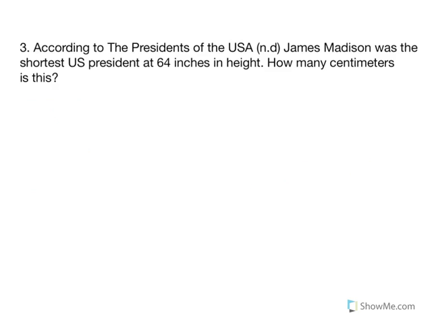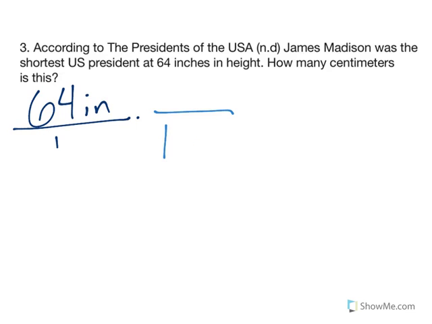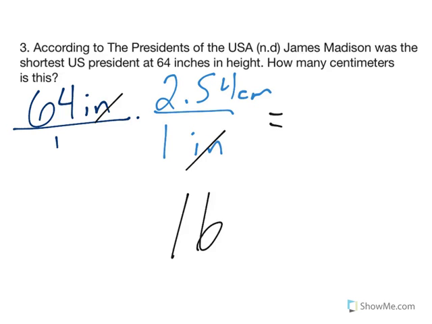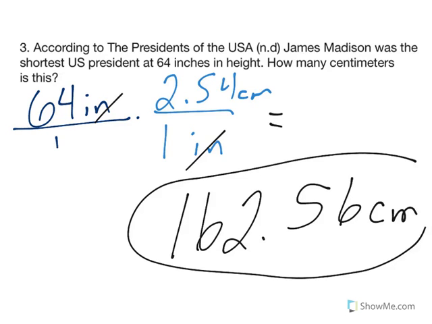All right, let's go to number 3. Poor James Madison was only 64 inches in height. So we start with that, 64 inches. When you look at the page, hopefully you notice that 1 inch is 2.54 centimeters. So that allows my inches to cancel out. I multiply across, and James Madison was 162.56 centimeters.